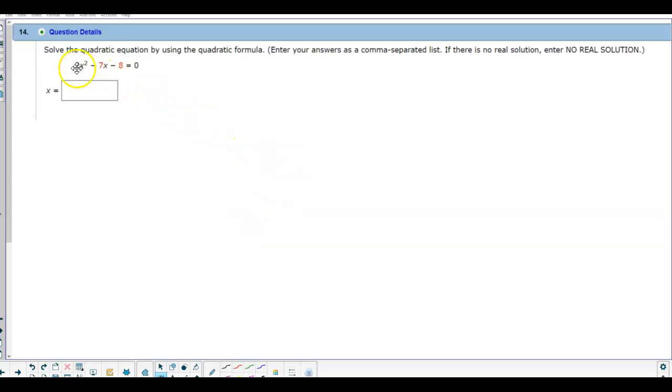Question number 14, it's saying solve the quadratic equation by using the quadratic formula. Enter your answers as a comma-separated list. If there is no real solution, then enter no real solution. So let's take a look at our question here.